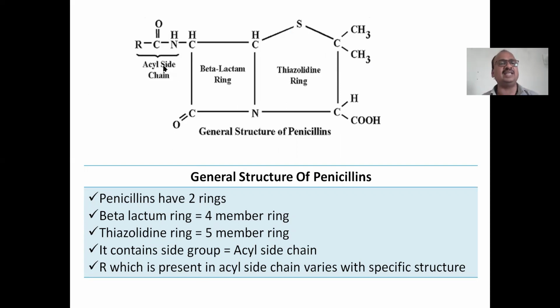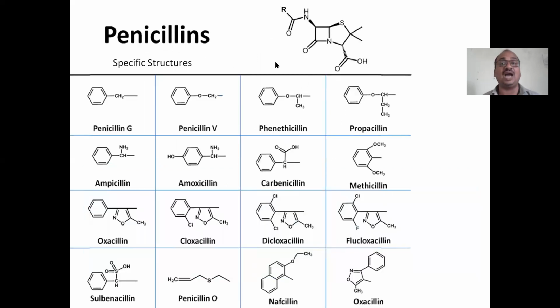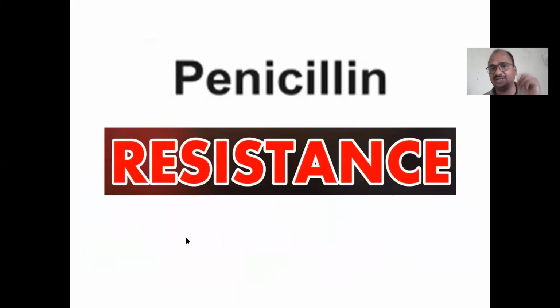R is present in the acyl side chain. Keep in mind, this is the acyl side chain, and here you can see the R structure. Penicillin G, R structure. Penicillin V, R structure. Like this. All these things you have to practice in medicinal chemistry also, pharmacology, as well as penicillin resistance. This is very, very important for all pharmacists.